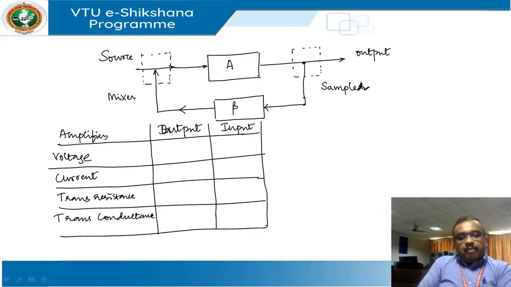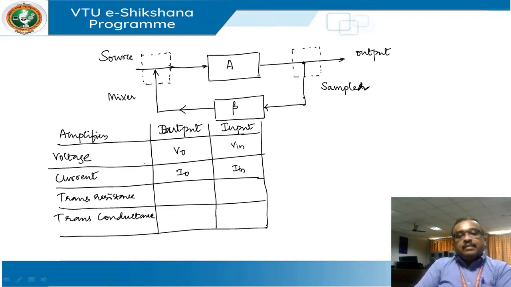Can you recall from the previous slide, in the case of a voltage amplifier, what will be the output? Yes, it is output voltage. And the input will be a voltage again, let me call it Vin. Current amplifier: what will be the output? A current quantity. And the input will be a current quantity again.